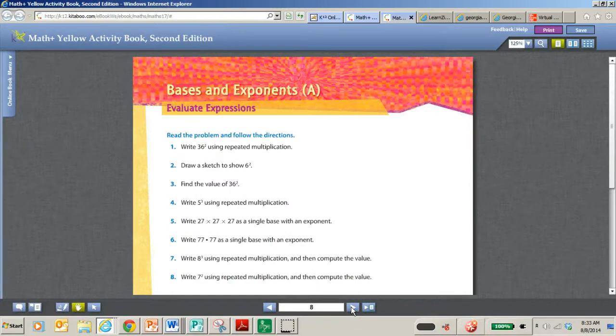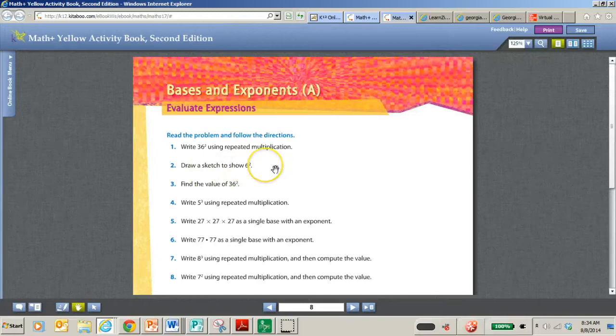Now this bases and exponents lesson, there's 2 lessons, A and B, is not something that your child will see on the end of year assessment, but it is a good strategy and concept to go over. Students need to understand that the base is the number and the exponent is the little number up beside it. But that little number means that you're going to show 36 times 36. Right here it says write 36 squared using repeated multiplication. So we would have 36 times 36. And then it says draw a sketch to show 6 squared.